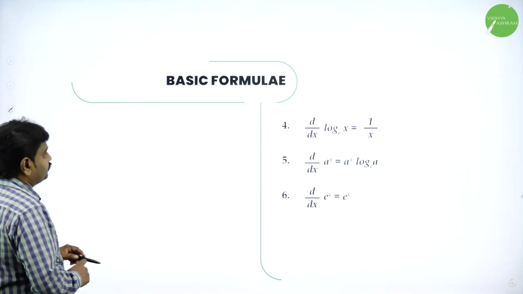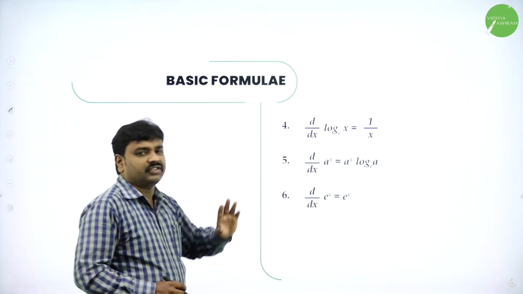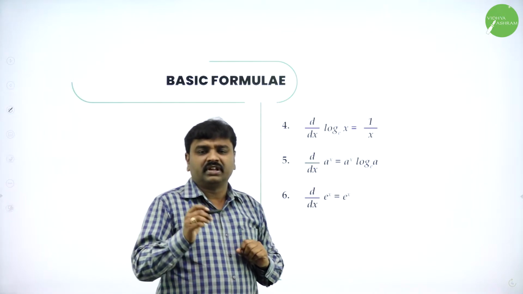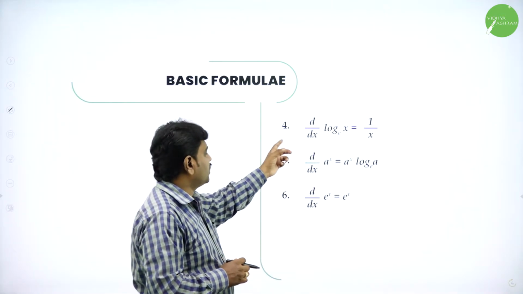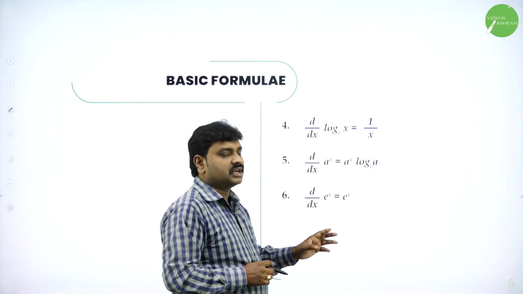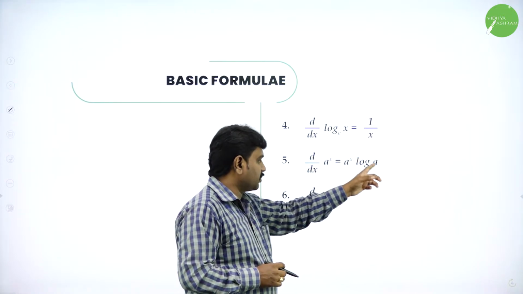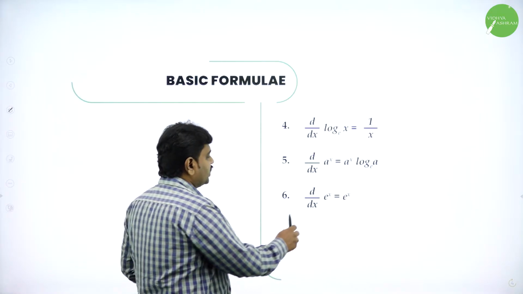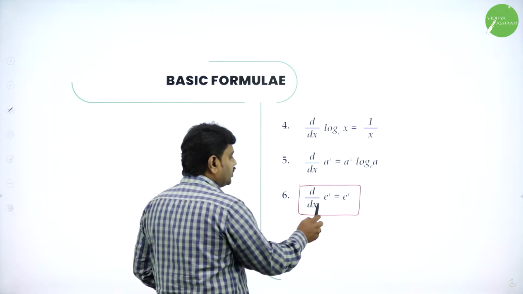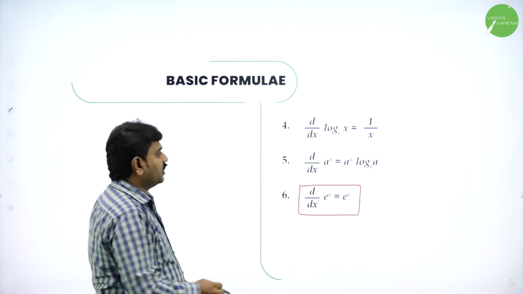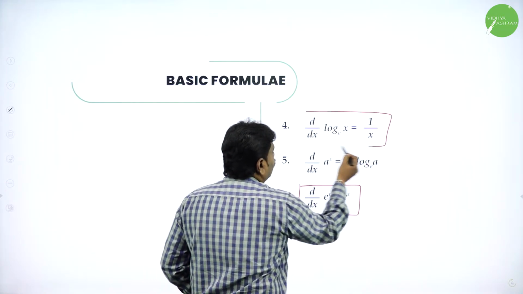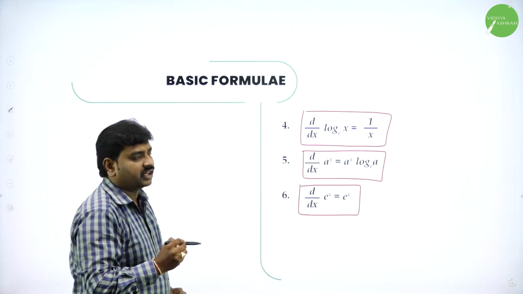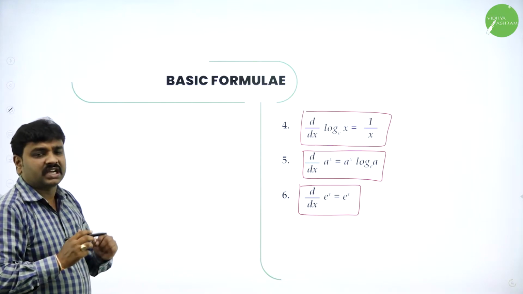Next, d by dx of log x is 1 by x. And we have done this using first principles. So d by dx of log base e x is 1 by x. D by dx of a power x is a power x log base e a. D by dx of e power x is e power x. So here question and answer both are same. Differentiation of e power x is e power x itself. And derivative of log x gives you 1 by x, and derivative of a power x is a power x into log base e a. So totally 6 standard functions.